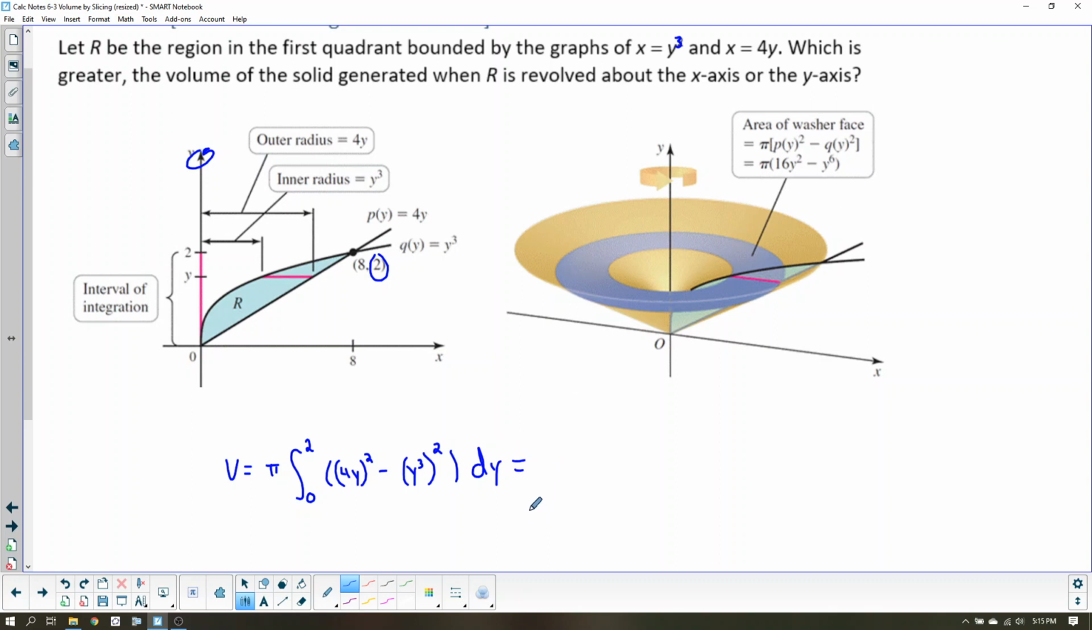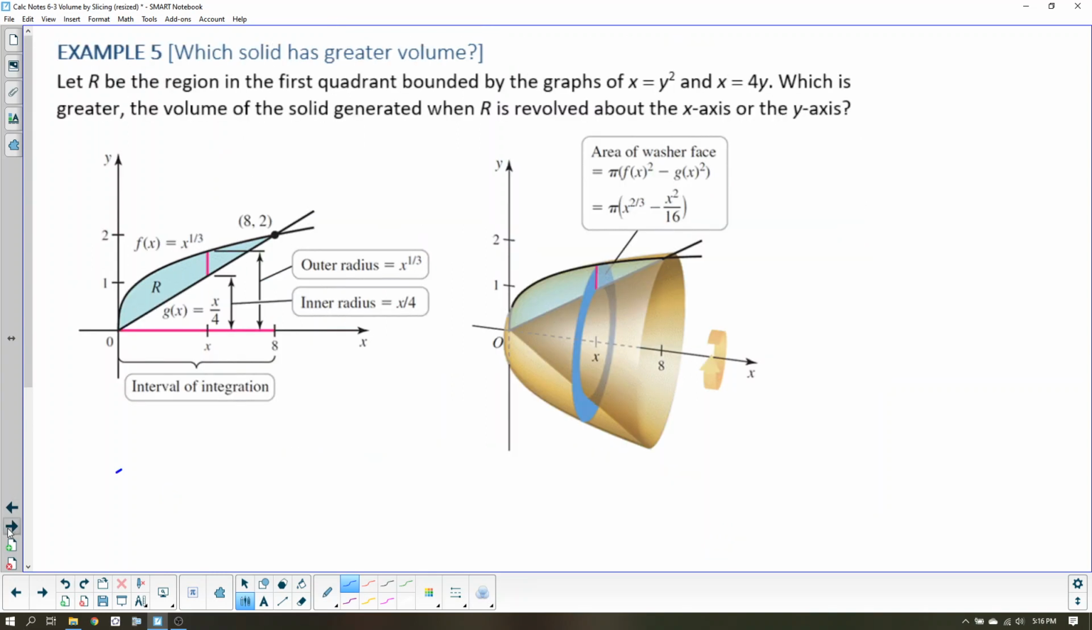Okay, so entering that in, that looks like it comes out to 512 pi over 21, which is approximately 76.60. Okay, so that's our volume for this hollow cone shape. So let's do the other one. So on this one, same region, same exact functions, but we're rotating it about x.